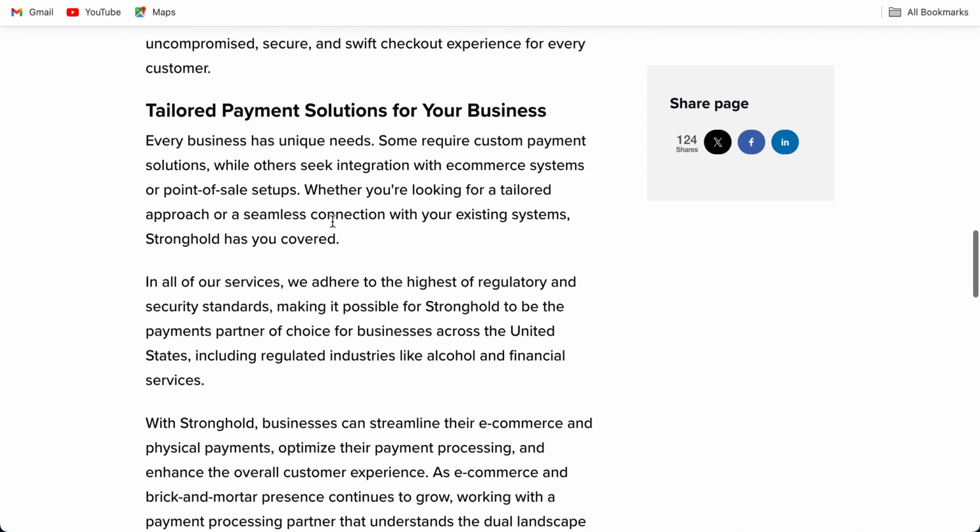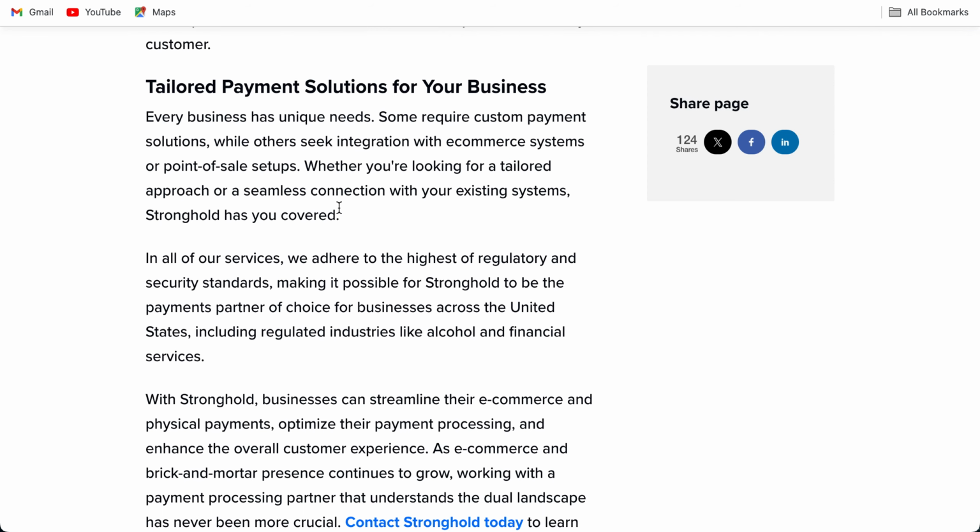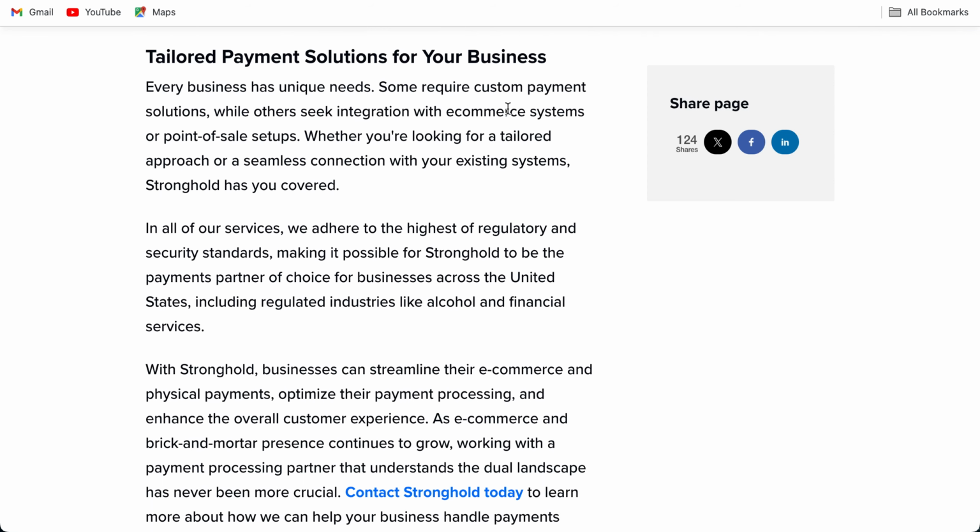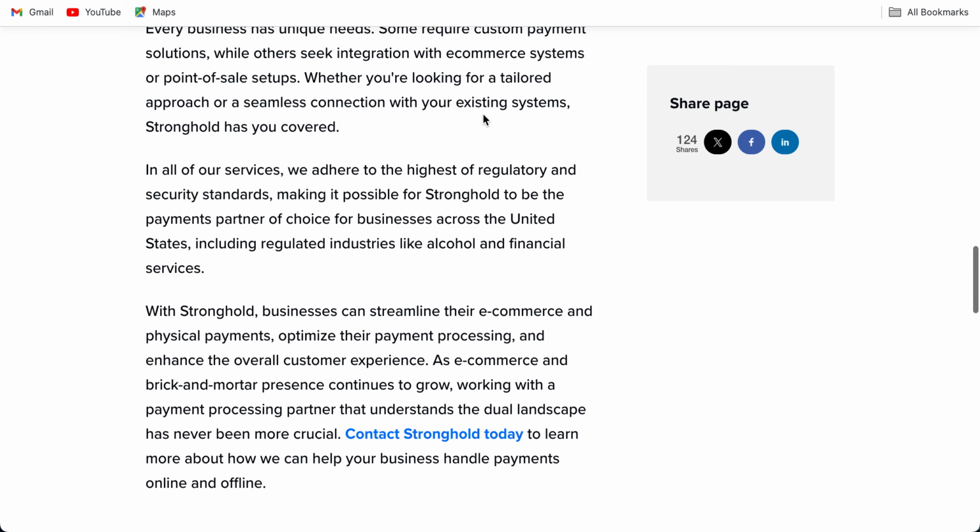Tailored payment solutions for your business. Every business has unique needs. Some require custom payment solutions, while others seek integration with e-commerce systems or point-of-sale setups. This is one of the most interesting things that Stronghold does. It provides the merchants, the stakeholders, the businesses with custom-made solutions. Basically, they can make a solution for themselves, what they are looking for. Whether you're looking for a tailored approach or a seamless connection with your existing systems, Stronghold has you covered.